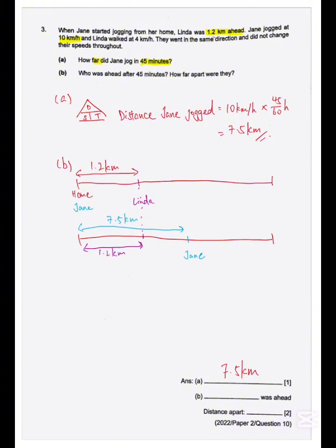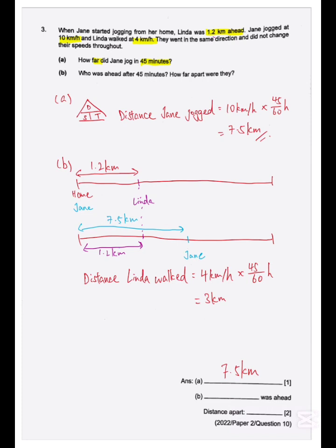So let's see. Linda walked at 4 kilometers per hour. So distance Linda walked equals 4 kilometers per hour times 45 minutes. But once again, we must convert into hours, so divide by 60 hours. So 4 kilometers times 45 over 60, I'll get 3 kilometers. So Linda walked another 3 kilometers in 45 minutes.